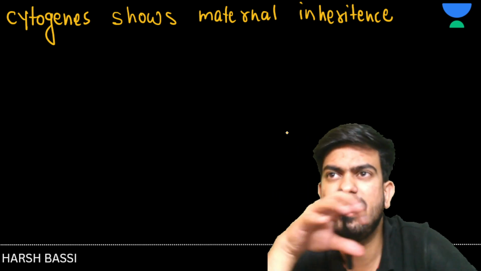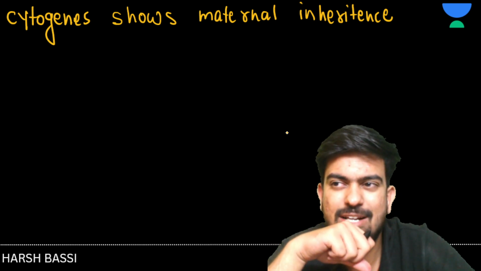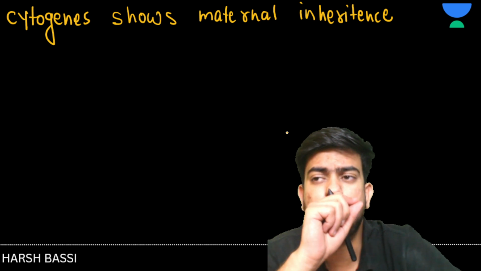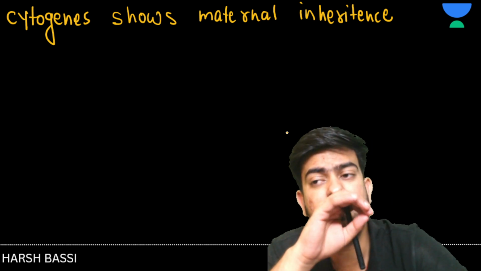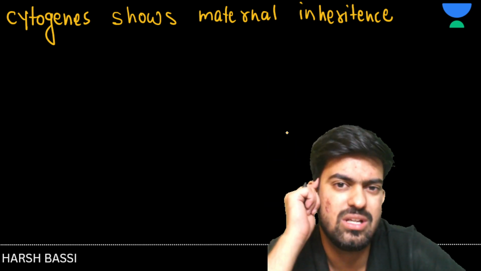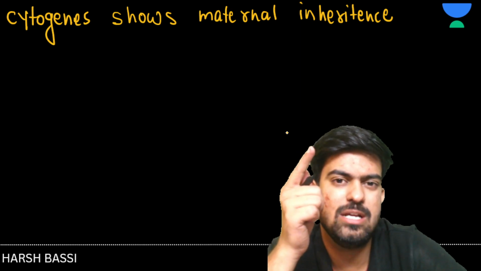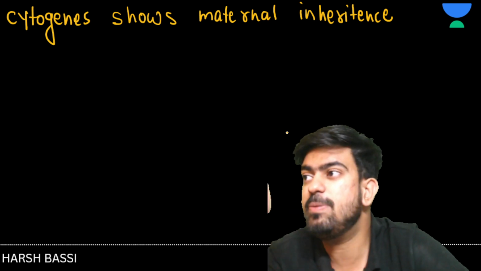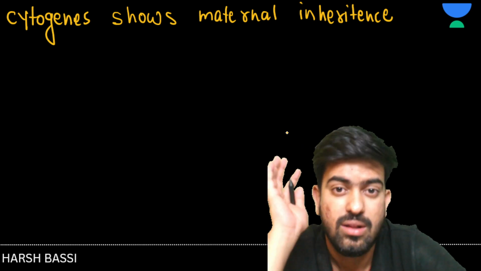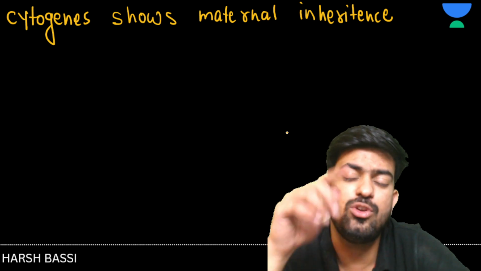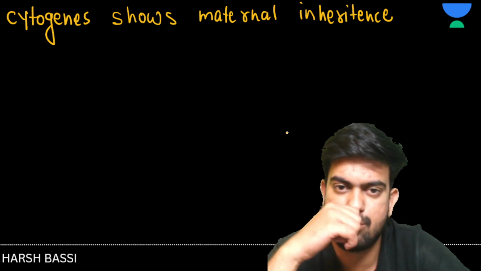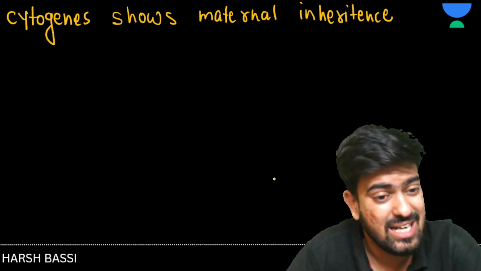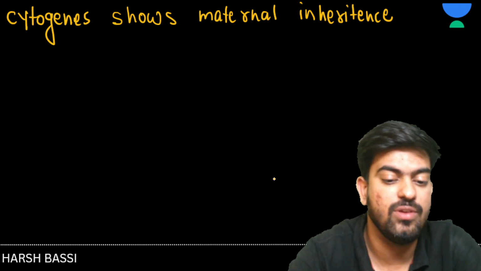So whenever we are analyzing pedigree charts, if you see that the mother is green and all the progenies are green, you can think of cytoplasmic inheritance. If the mother is tall and all the babies are tall, irrespective of what the father is, then also you can think about cytoplasmic inheritance. Now let's understand this better with the help of some examples.